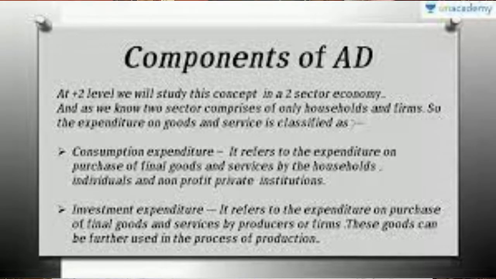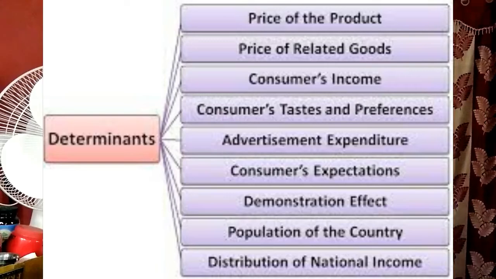And next point is, what is aggregate demand and explain its components. Aggregate demand means the total demand for final goods and services in an economy. It is the total expenditure of all the units of an economy, that is, households, firms, government, and the rest of the world.